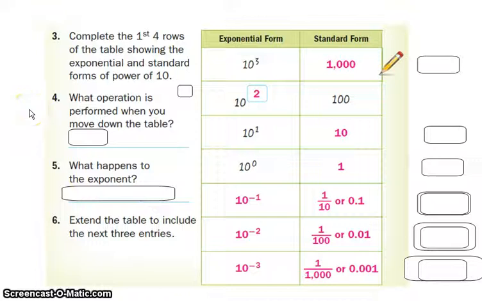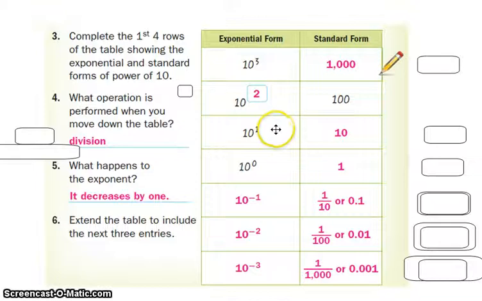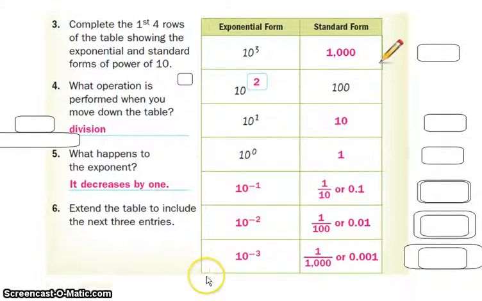What operation is performed when you move down the table? Well, what we're actually doing is division. We're dividing by a power of 10 each time. And what happens to the exponent? It decreases by 1. We go 3 to 2 to 1. But mathematically, what we're doing is dividing by 10. Then extend the table to include the next 3 entries. So we did that. This is just a little preview of what we're going to be doing within this lesson.